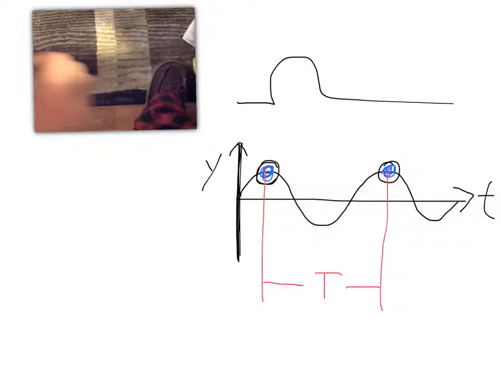And we know there's a relationship between period and the frequency of a wave. Just a nice simple inverse relationship.